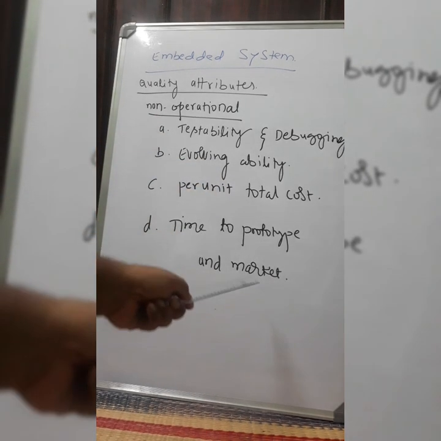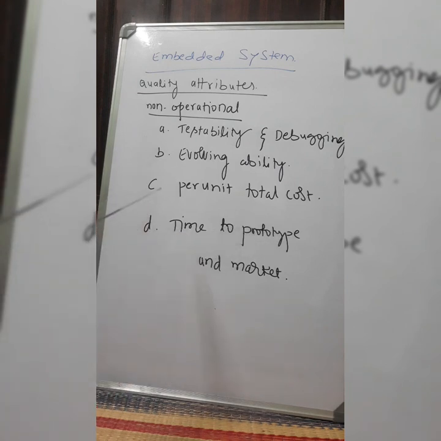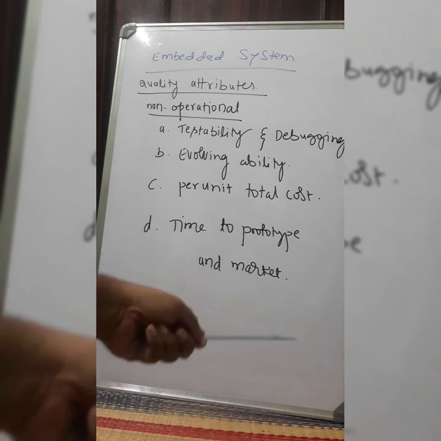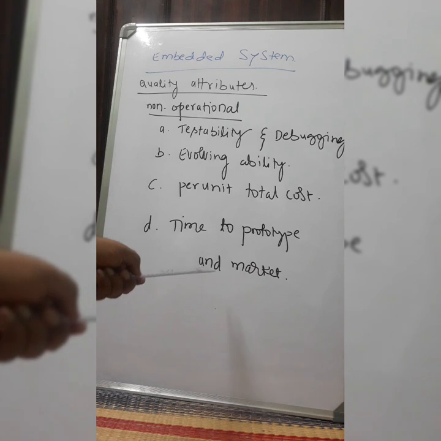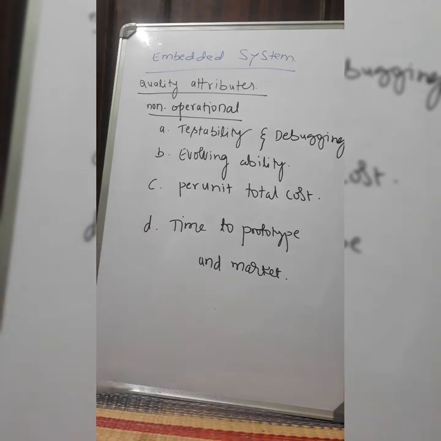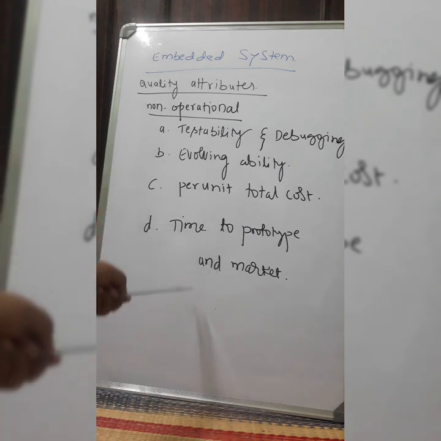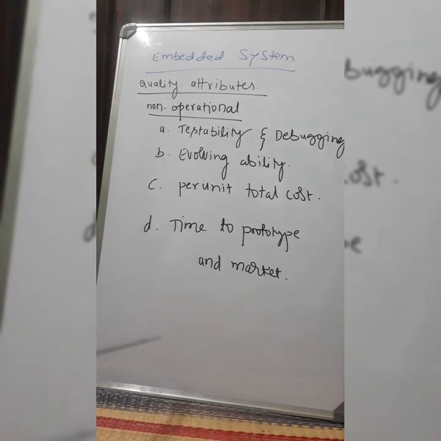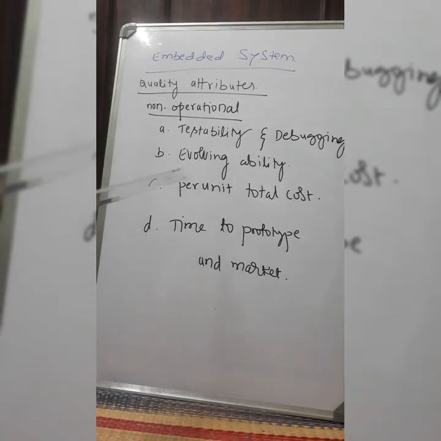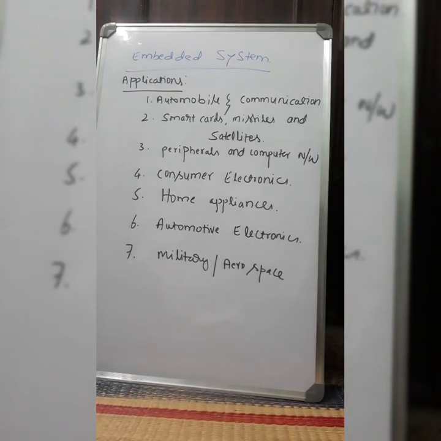Time to prototype and market. Once you design an embedded system, you will go for mass production, producing it industrially and putting it to the market. So the time taken between designing an embedded system and bringing it to the people or bringing it to use should be very less. So these are all the quality attributes of an embedded system before it is being put to use or when it is not operational. Now let us see the applications of embedded system.